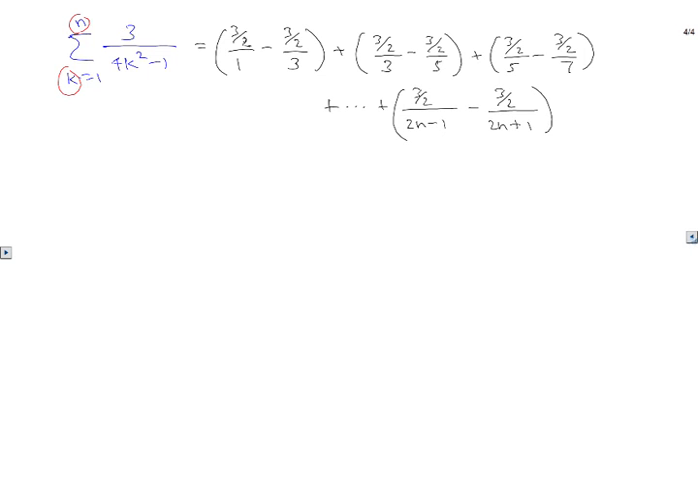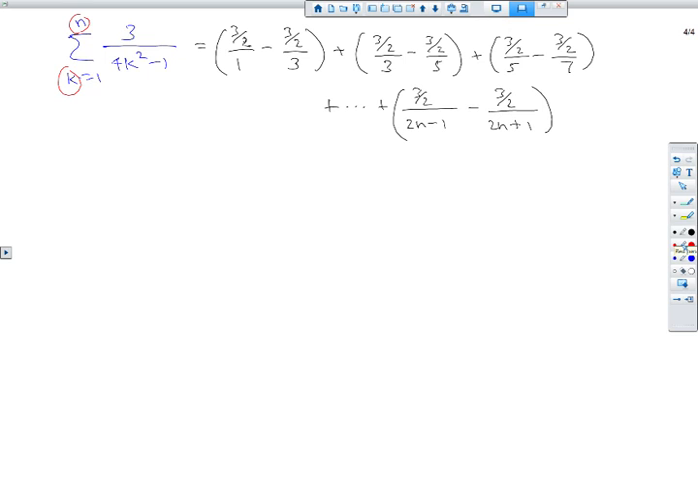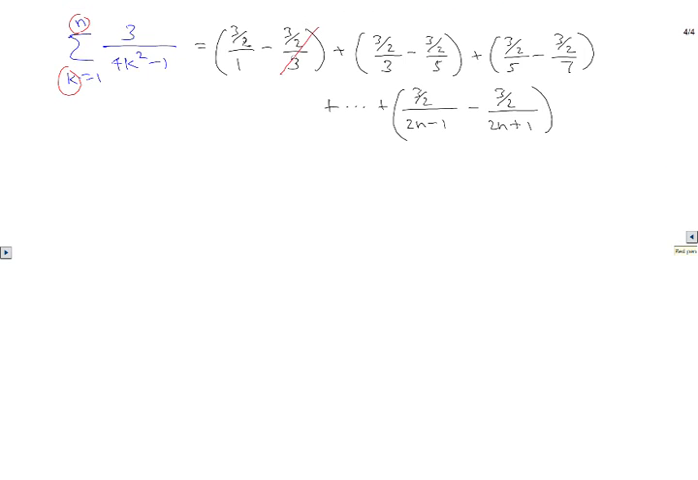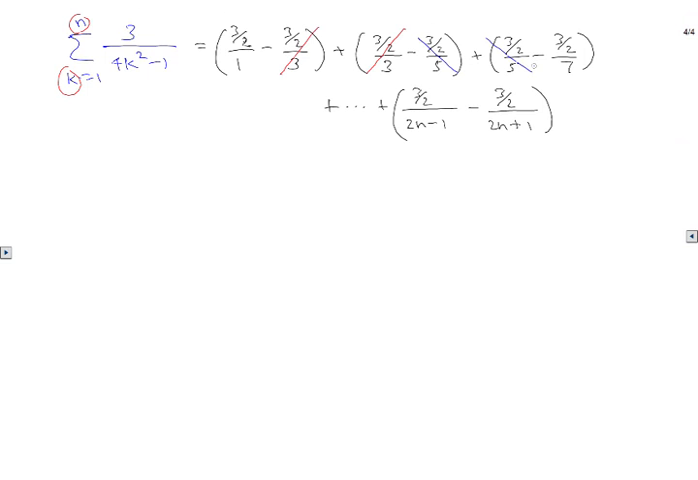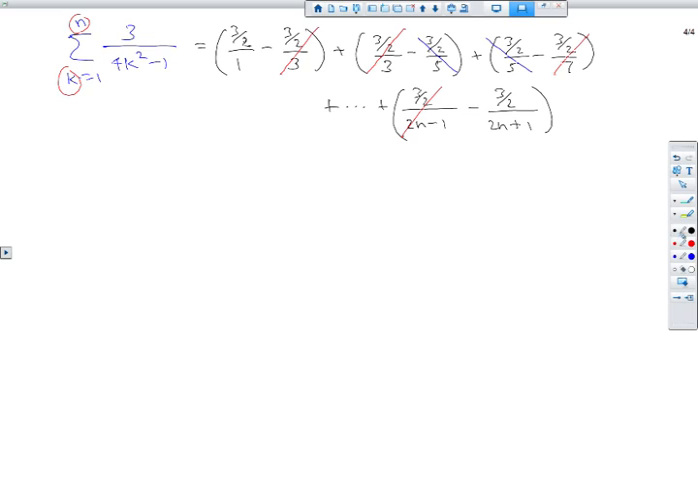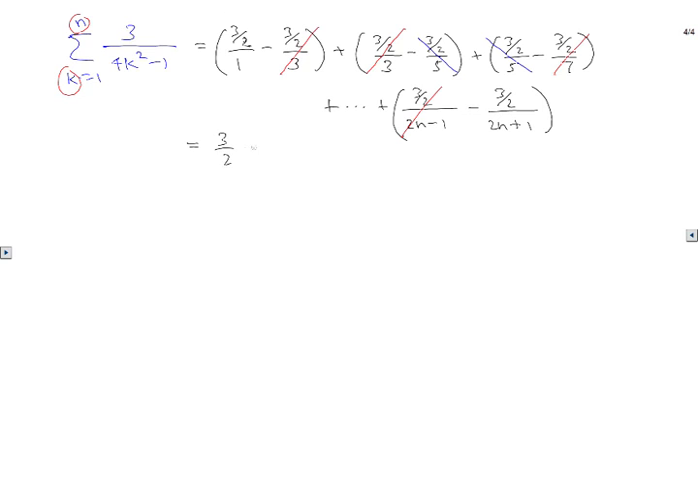Now let's see the magic part. So what's going to happen now? You can see this term cancels with that term, and then this one cancels with that. The same thing happens, so this cancels with the next one. You keep going, and then this one gets cancelled. So you only get the first and the last. That means your sum simply becomes 3/2 minus (3/2)/(2n+1). That's the partial sum. This is what you get as a partial sum.